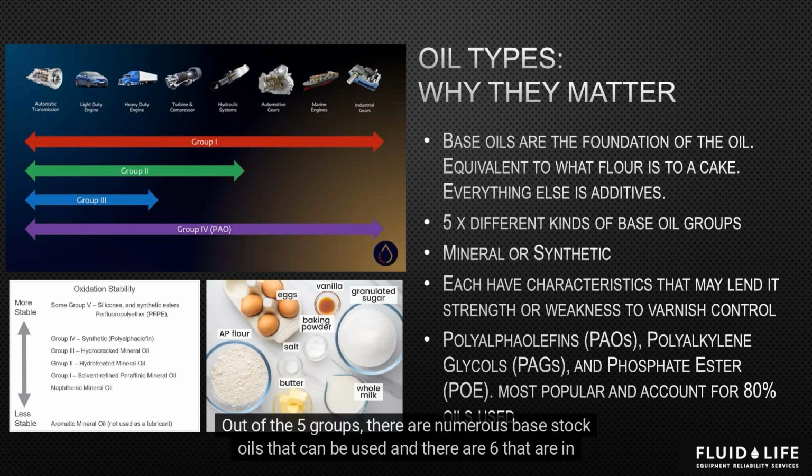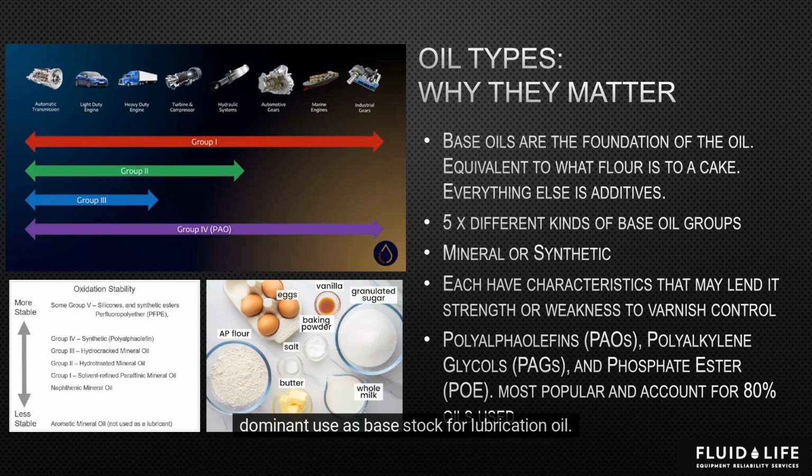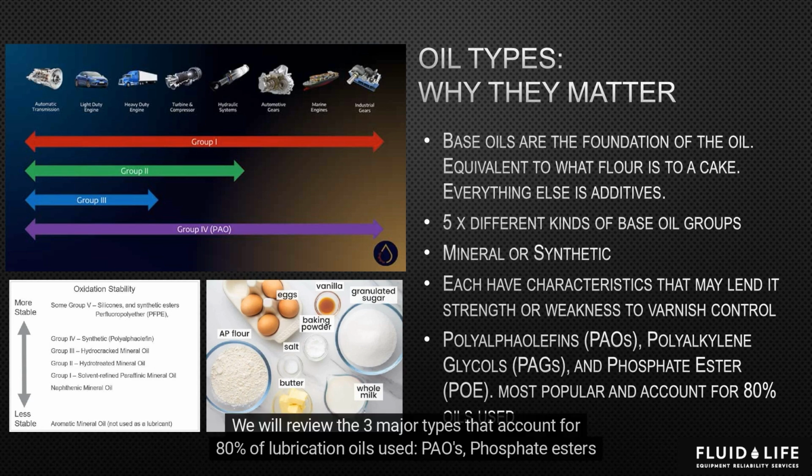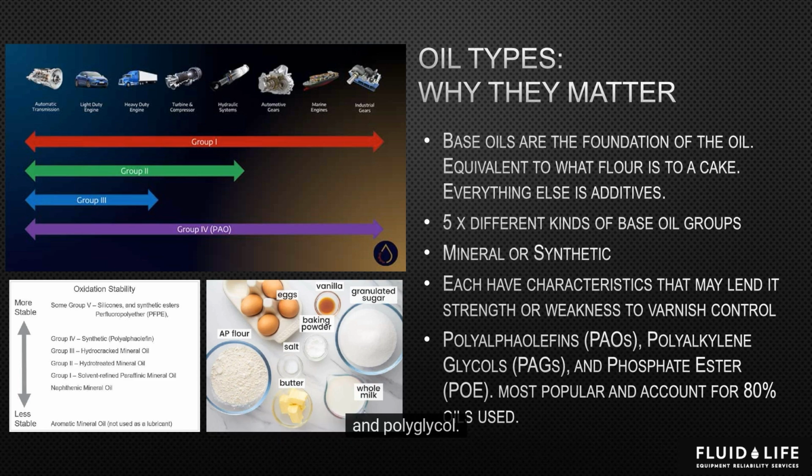Out of the 5 groups, there are numerous base stock oils that can be used, and there are 6 that are in dominant use as base stock for lubrication oil. We will review the 3 major types that account for 80% of lubrication oils used: PAOs, phosphate esters, and polyglycol. All perform differently to each other when tackling varnish.